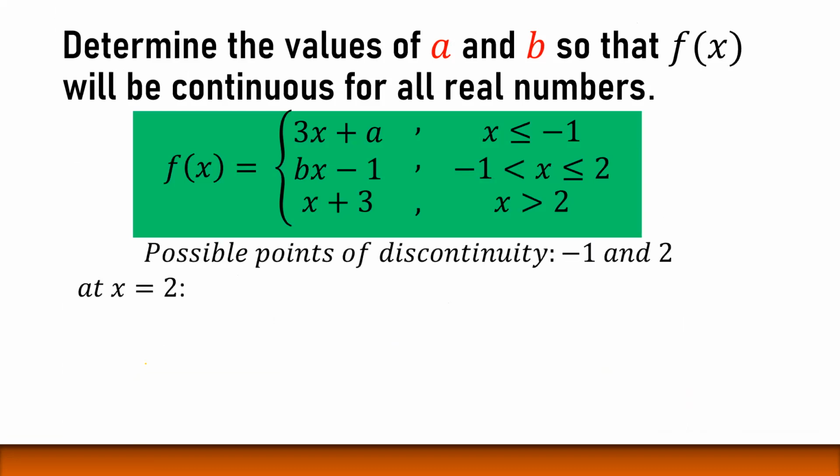We have 2. F of 2 muna yung hanapin natin. So at f of 2, andito yung equality. So we'll be making use of this. That will be 2b minus 1.